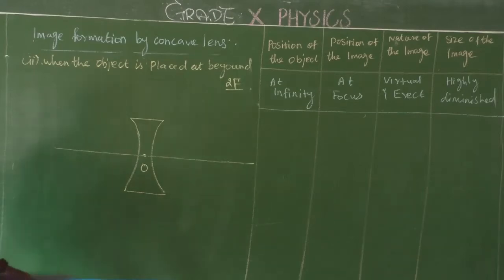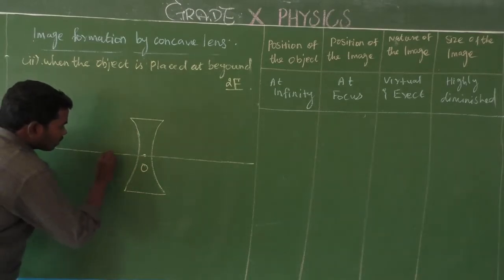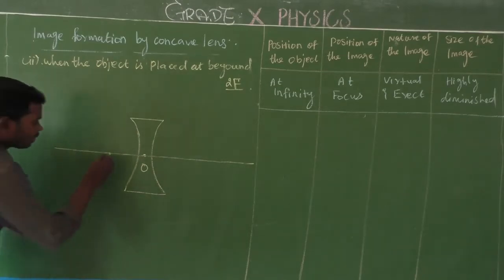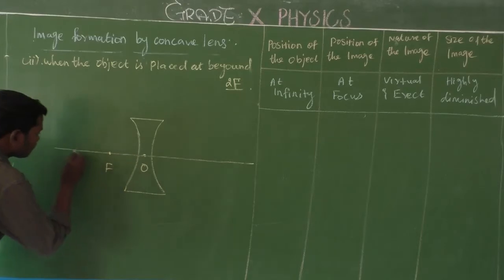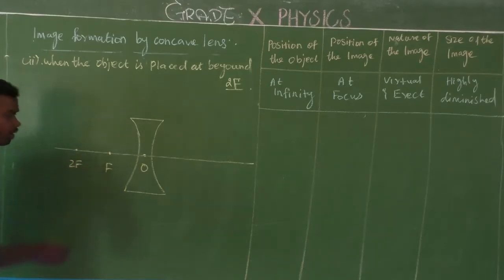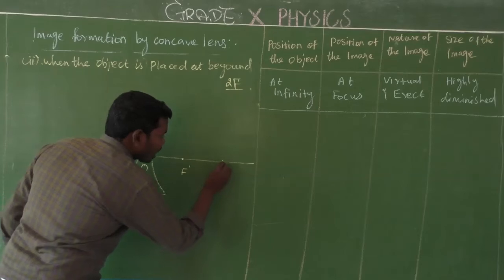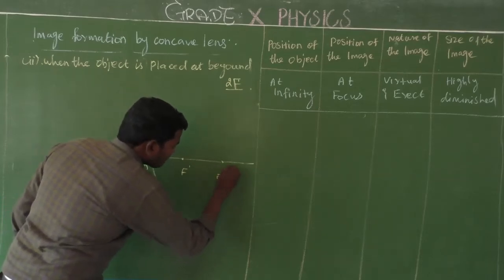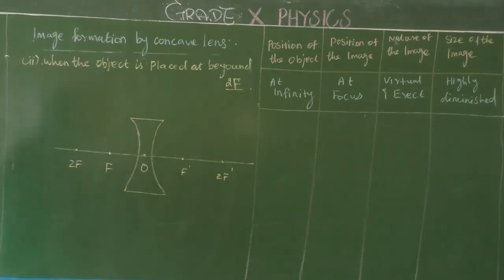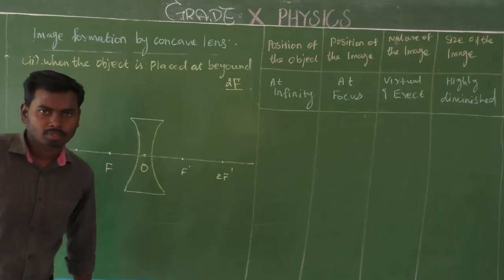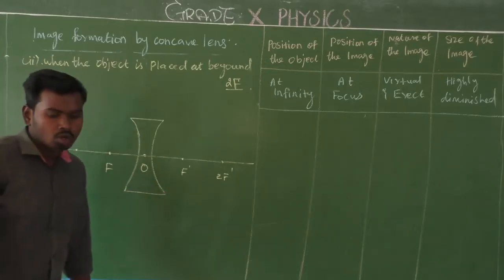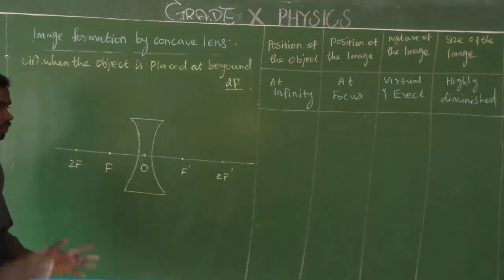Is it clear? Yes. Next, some important components of the concave lens. That is focus. Then this is twice of its focus. Then this is the second focus F dash, and this is twice of its second focus, 2F dash. Is it clear? Yes. Very, very simple. You look here.